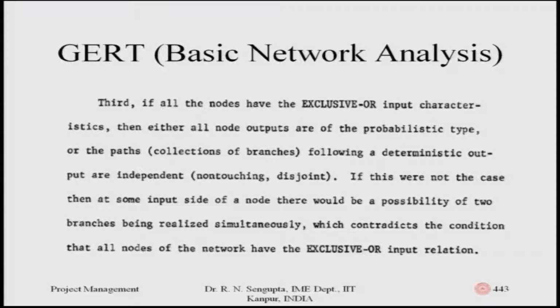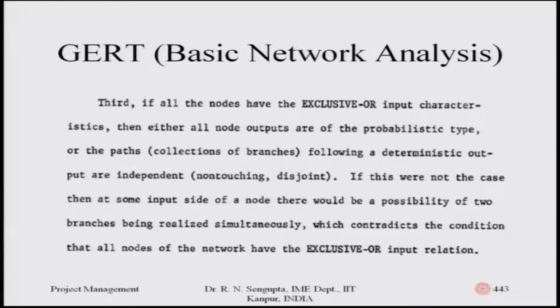The third important point is that if all the nodes have exclusive OR input characteristics, so the inputs I only consider are the XOR, the exclusive OR, then either all node outputs are of probabilistic type or the paths, that is the collection of the branches following a deterministic output, are independent, that means they are not touching and are disjoint. So, this will become clear as we proceed and solve or try to discuss the problems in detail.